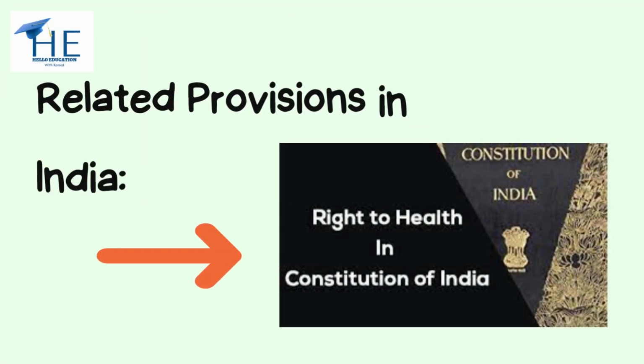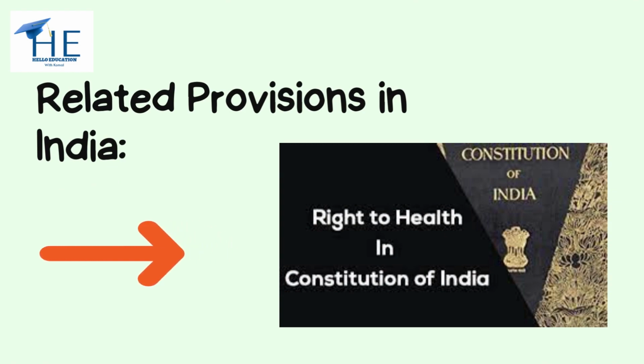Related provisions in India. International conventions. India is a signatory to Article 25 of the Universal Declaration of Human Rights by the United Nations, which grants the right to a standard of living adequate for the health and well-being of humans, including food, clothing, housing and medical care and necessary social services.